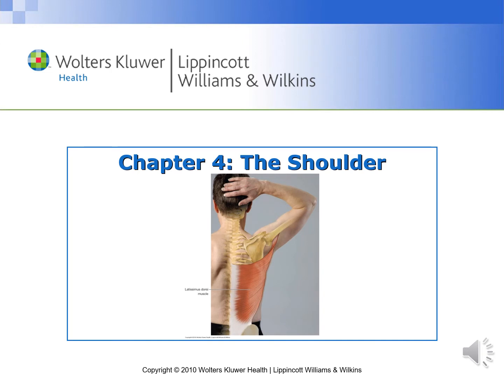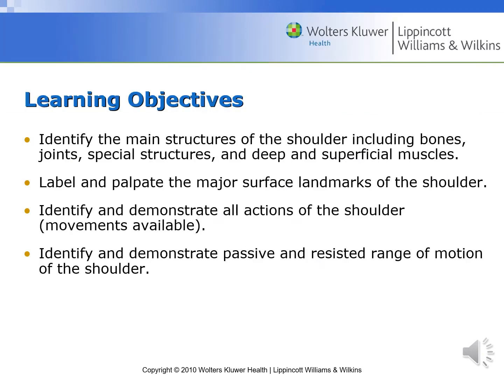And today we will be looking at Chapter 4 in the Functional Anatomy textbook, and we are going to be taking a very close look at the shoulder. The learning objectives for today's lecture are to identify the main structures of the shoulder, including the bones, joints, special structures, and deep and superficial muscles.